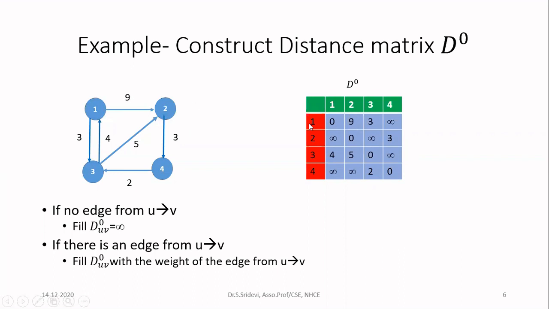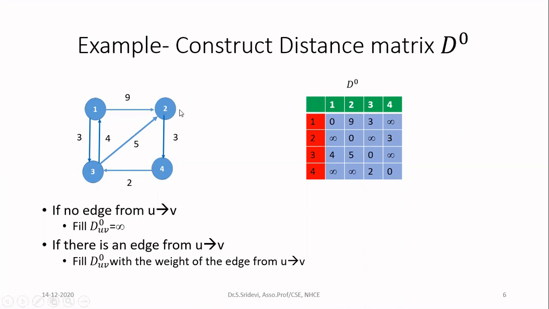So in the row of 1, you fill under the column 2, 9. Then from 1 to 3, the cost is 3. So you can fill it here in 1 to 3. Then from 1 to 4, you don't have any direct edge. So the meaning is there is no direct path available from 1 to 4. In that case, you fill that with infinite.